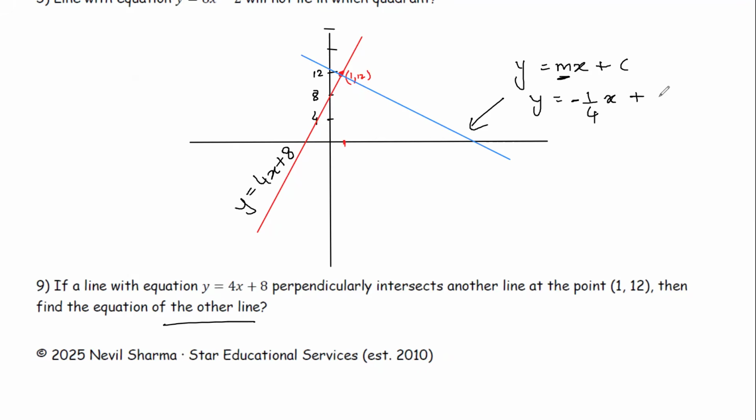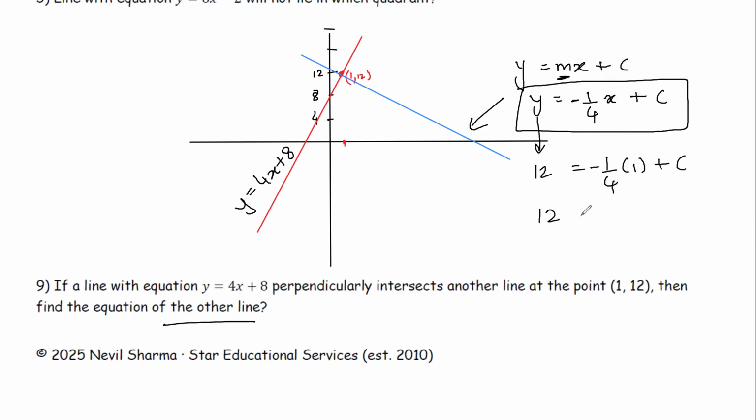So put the x and then plus c, and we know that this line intersects at 1, 12. So I'll use the value of y as 12 and the value of x as 1, and that gives me the c value. So 12 is equal to -1 by 4 plus c. So 12 plus 1 by 4 is equal to c, correct? If you're wondering why I've written it this way, it's just a way to write it down. That's 48 plus 1, 49 by 4. So c is 49 by 4.